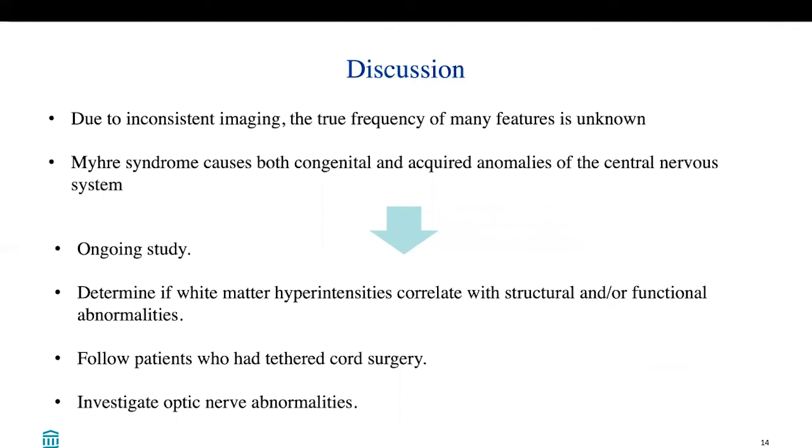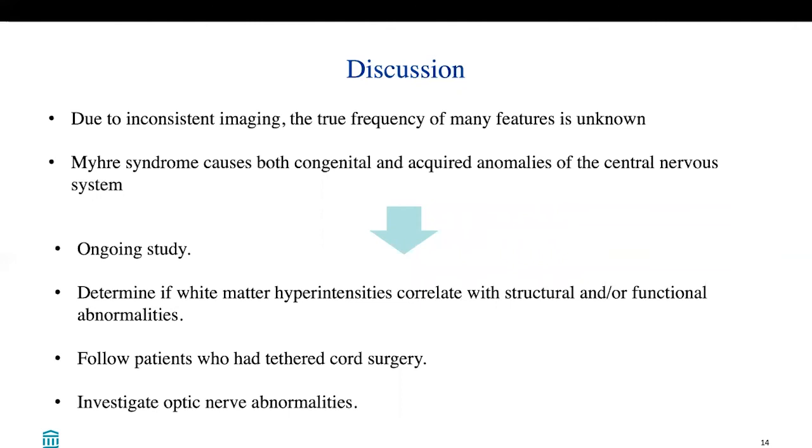So now I just want to summarize the study and what we have learned so far, reinforcing again that this study is still ongoing, so we do expect some of these numbers to change. Additionally, this has also allowed us to dig deep into many different topics in Myhre syndrome that we hope to explore even further in the near future.